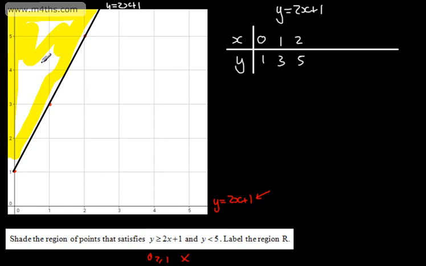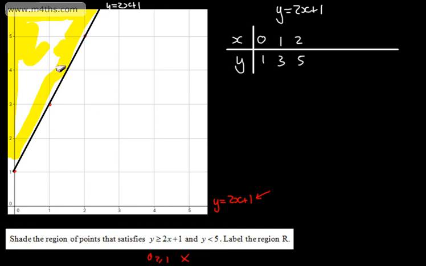therefore that's outside. Yet if you look at this point just here, and we could have chosen one on here, it really doesn't matter, we've got 1, 5. Is 5 bigger than 2 lots of 1 plus 1? Yes it is, because 2 lots of 1 plus 1 is 3, so this is inside. So that satisfies the first one.